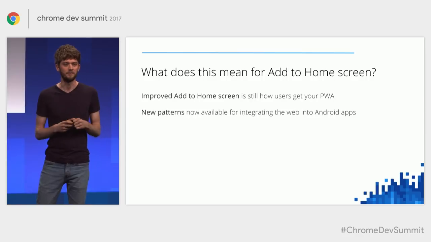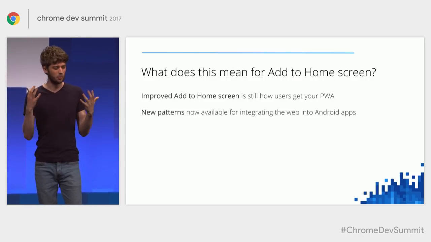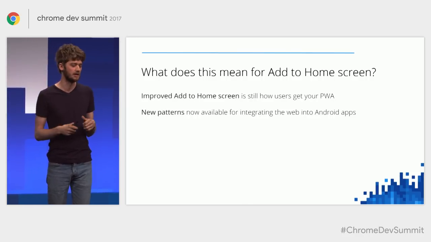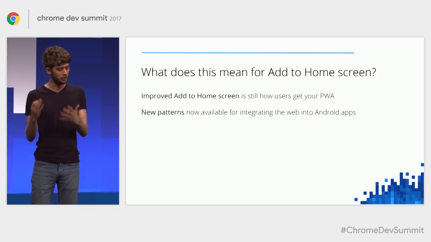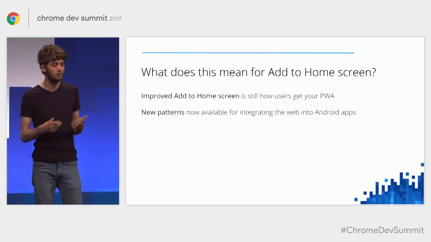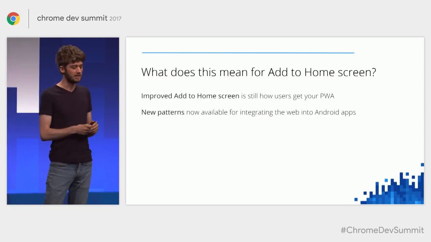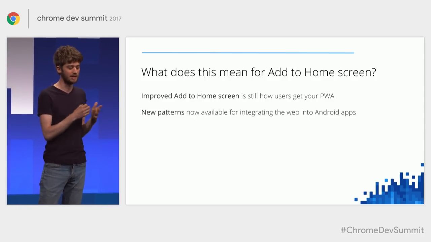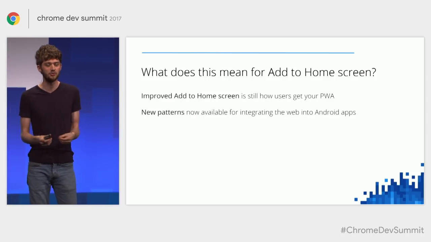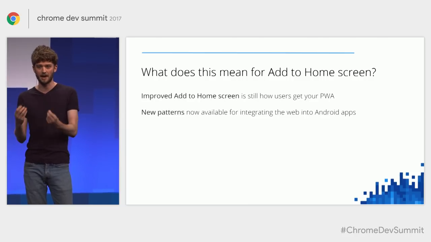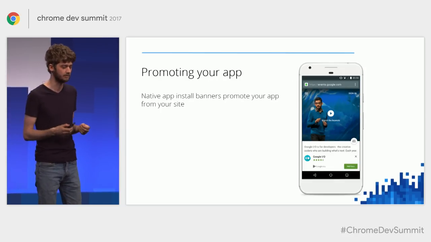So if you're like me, you're now looking at this and wondering, what does this mean for Add to Home Screen? In essence, improved Add to Home Screen is still how users get your progressive web app on their device. This now just opens up new patterns for how you can integrate the web into your Android app, since you can now take advantage of all of that app-like web content that you've already created.